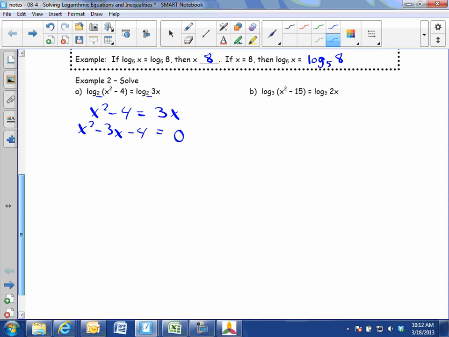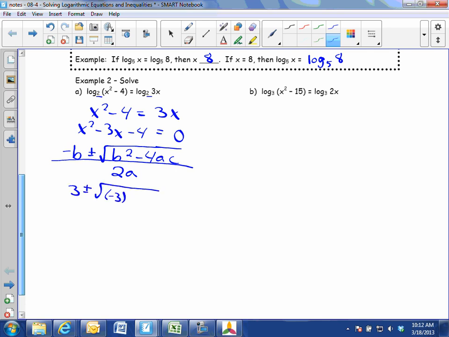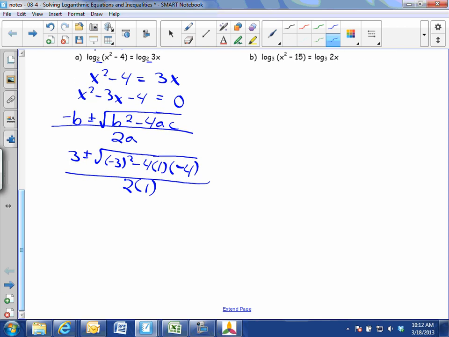Okay, so what is the quadratic formula? Do you remember it? x equals negative b plus or minus the square root of b squared minus 4ac, all divided by 2a. All right, so what's our a, b, and c in this case? 3 plus or minus the square root of negative 3 squared minus 4. So we just use the quadratic formula, we plug everything in. Thinking order of operations, we're going to do everything inside the square root first.